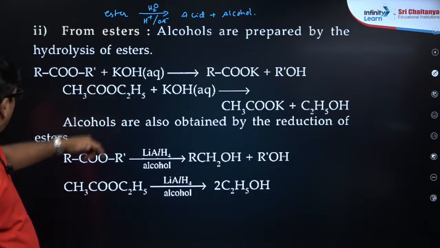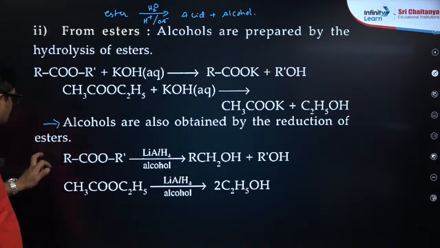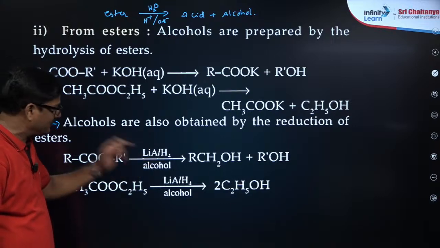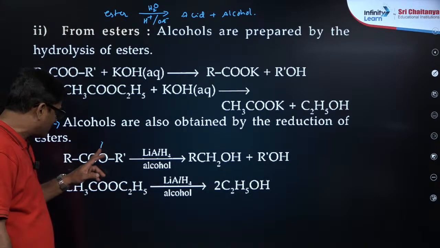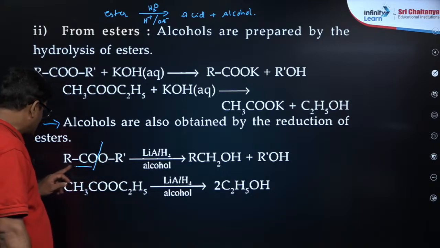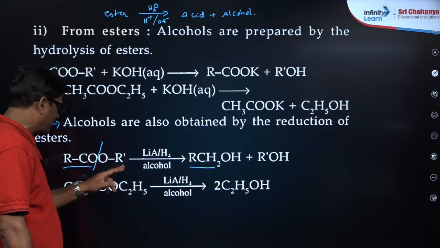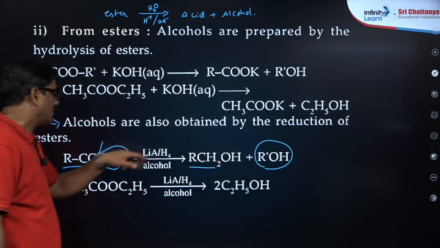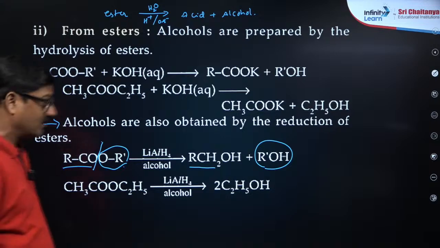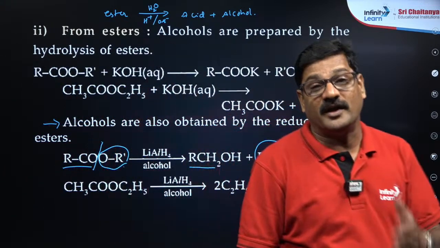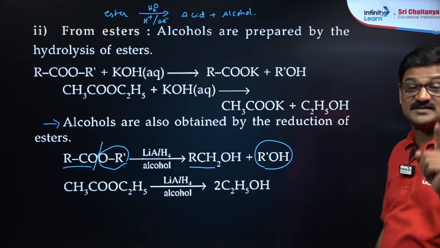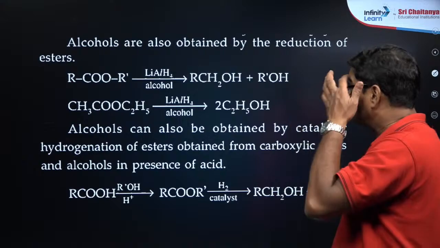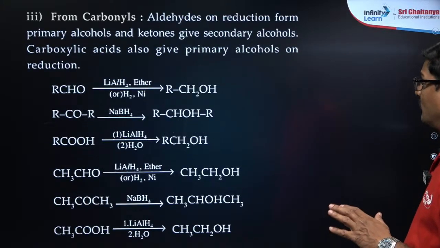Alcohols are also obtained by the reduction of esters. This is another reaction. So this is your ester. When you go with the reduction with lithium aluminum hydride, it is going to give the hydrolysis products like this. You are going to get alcohol. Not only lithium aluminum hydride, but also you can use DIBAL-H. That's very, very important. It is given in the NCERT textbook, and it has been asked in NEET and other competitive examinations.